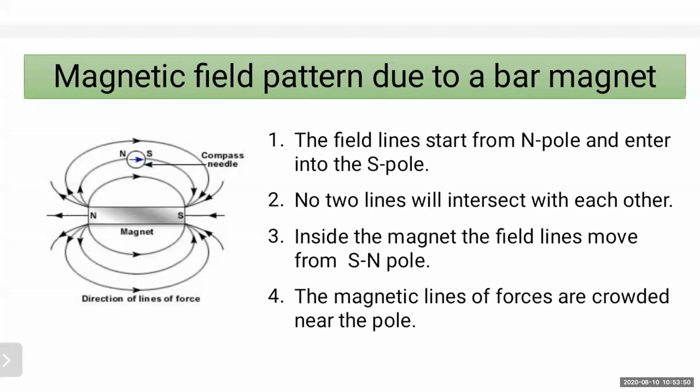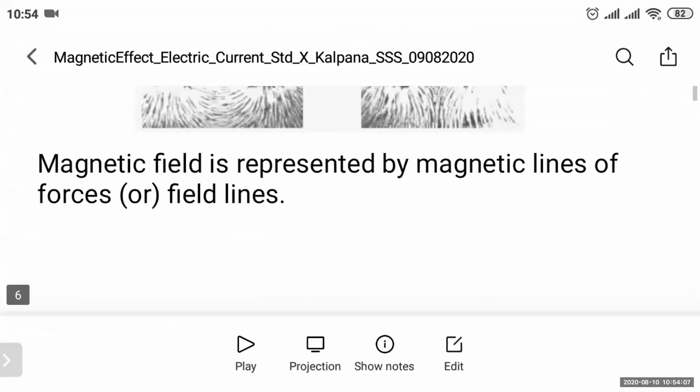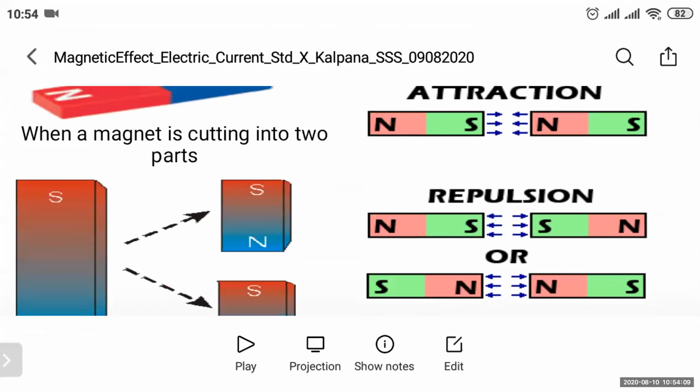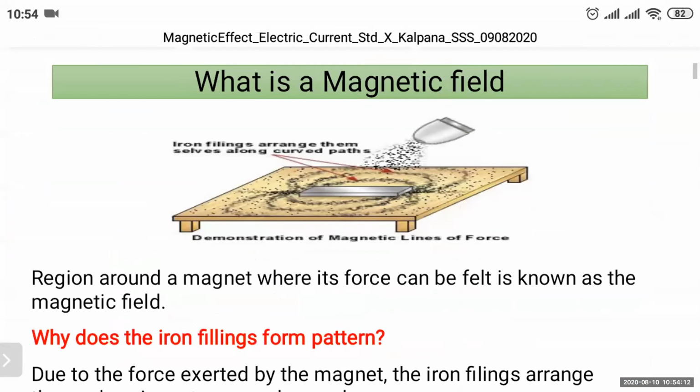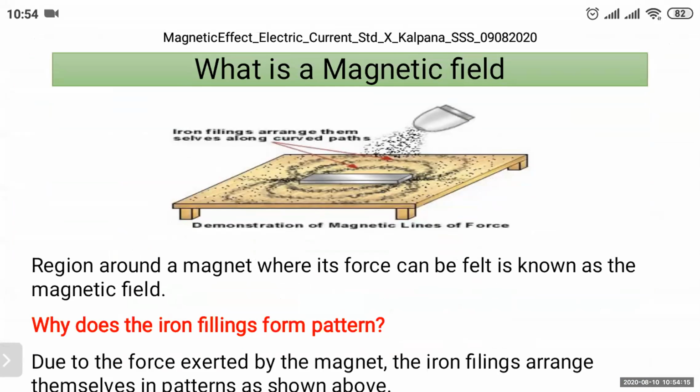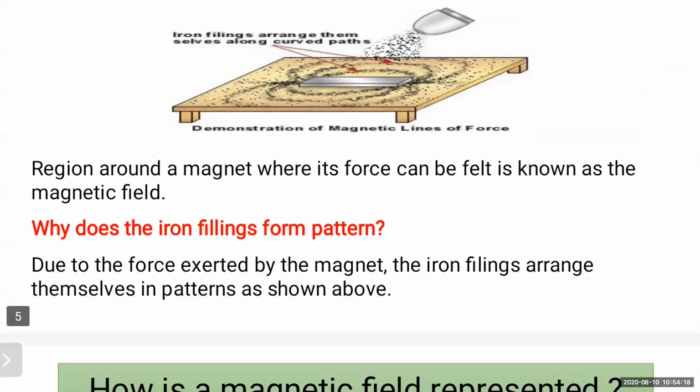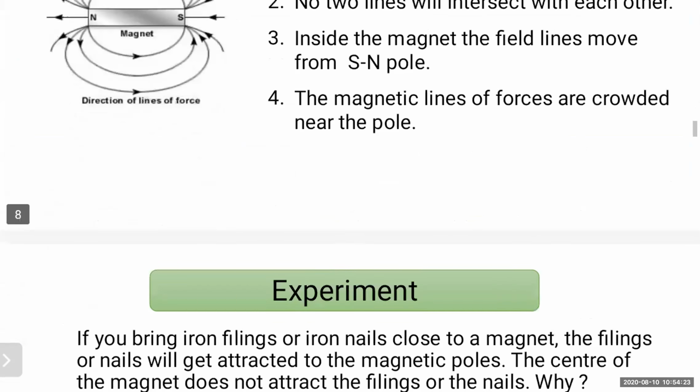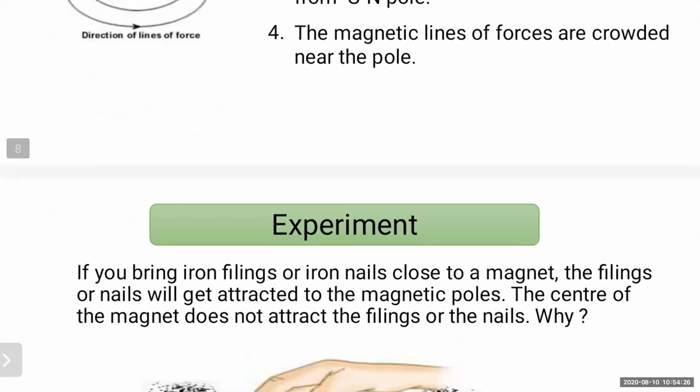Then fourth is what? The magnetic lines of force are crowded near the pole. In the previous slide, we can look at this diagram. All the magnetic lines are crowded towards the pole, not in the center. So remember that point, the magnetic lines of force are crowded near the pole.